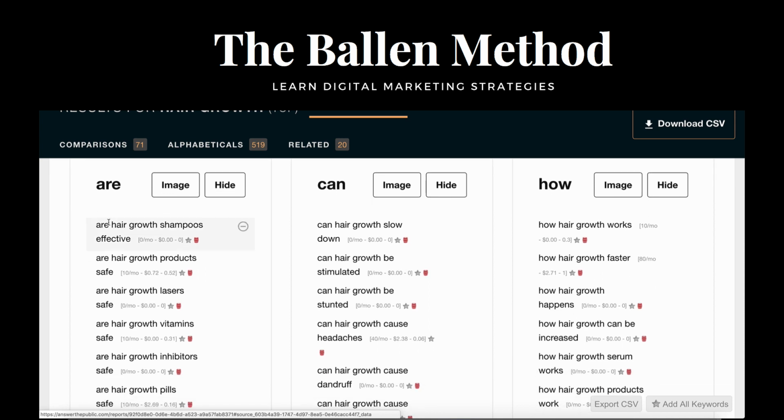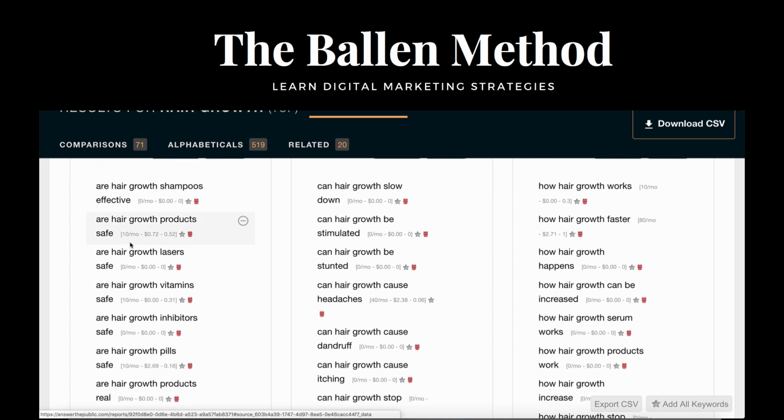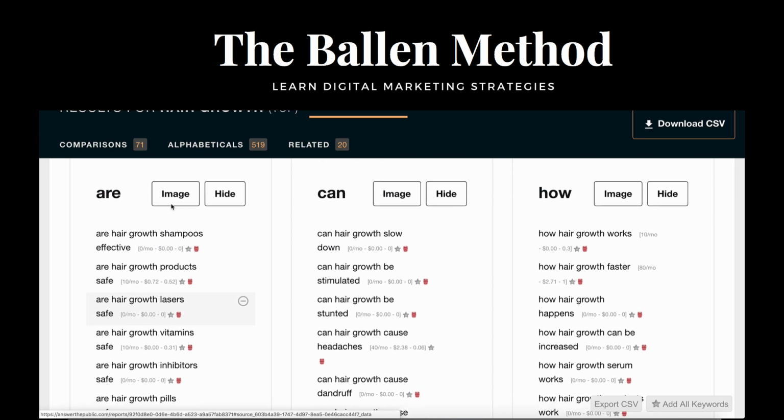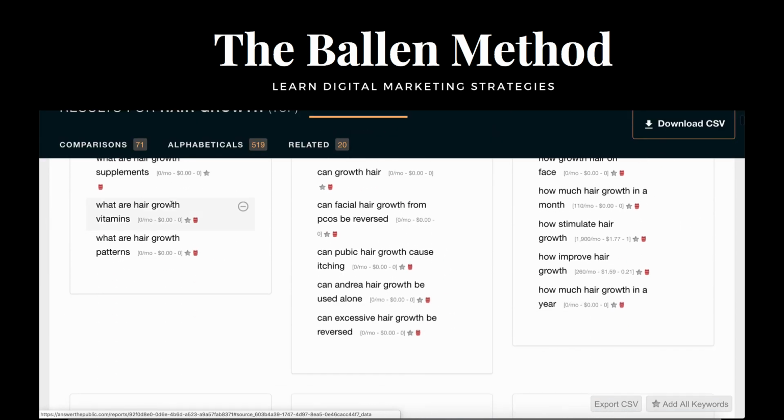All right, so let's just say I'm creating a website all around hair growth. So I look over here and I look at, are hair growth shampoos effective? That is a blog topic. Are hair growth products safe? That's a topic. Okay? Now, you'll notice the little numbers next to here. These are being populated with keywords anywhere.